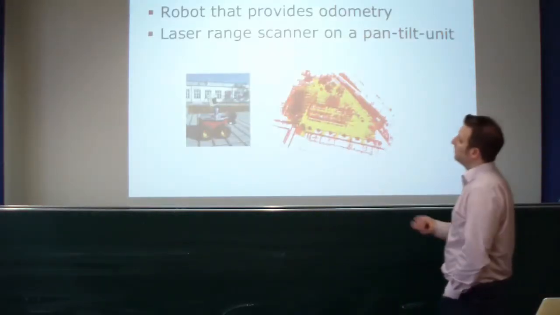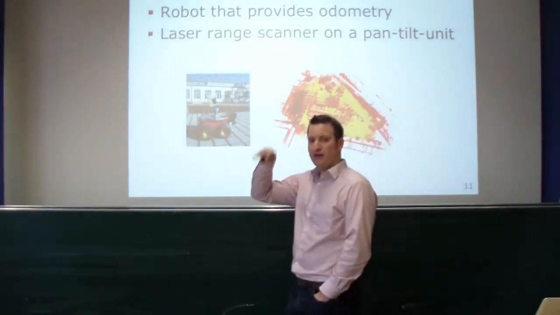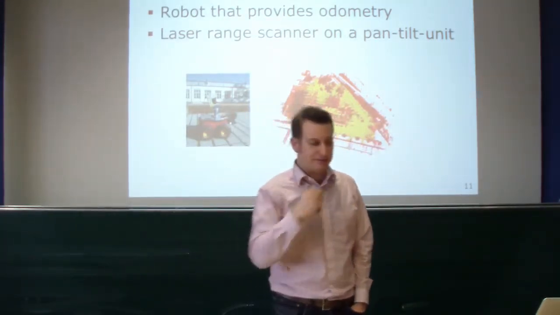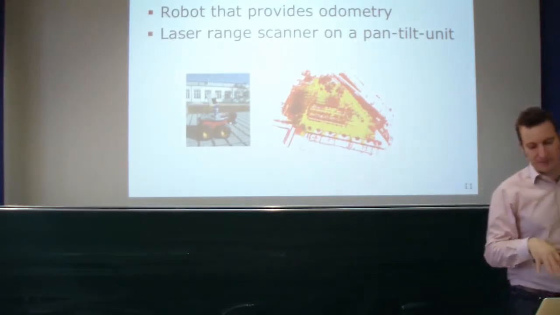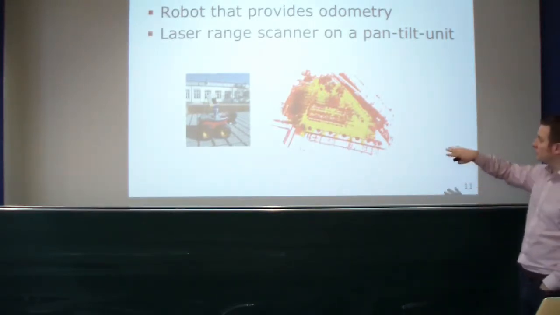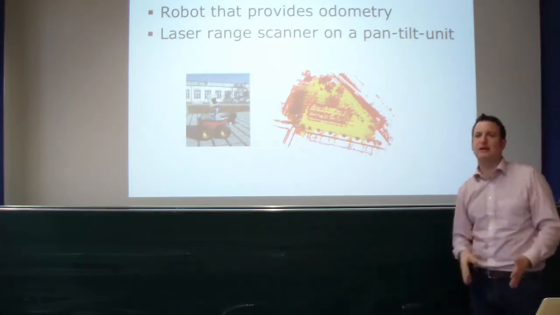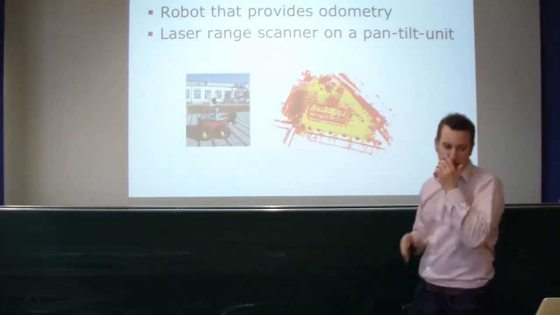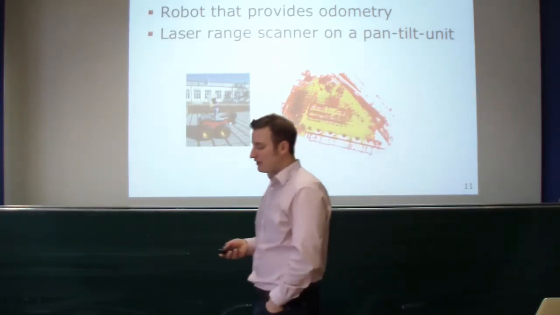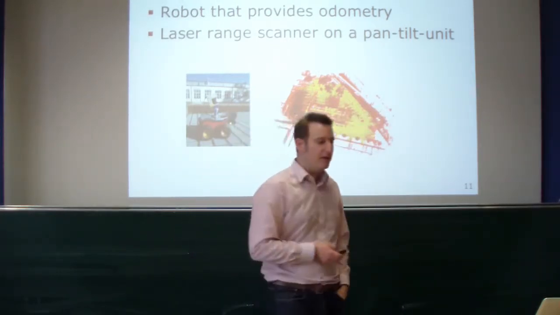Okay, let's start with the first thing. You have this robot which takes this pan-tilt scanner and builds a map of the environment. So it builds local maps using the pan-tilt scanner, and then tries to match these local maps or local point clouds against each other and put that into an optimization framework. So it looks like this.